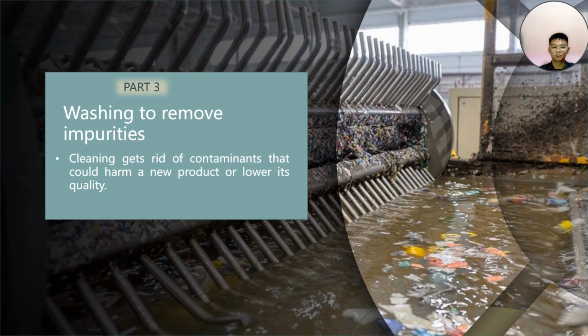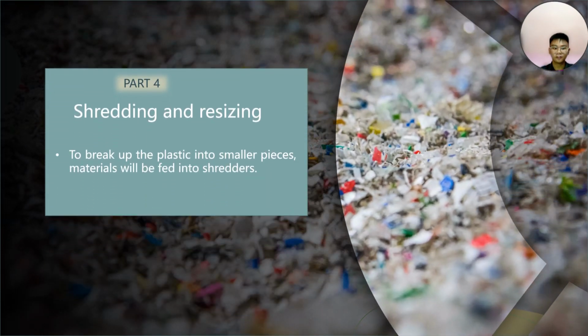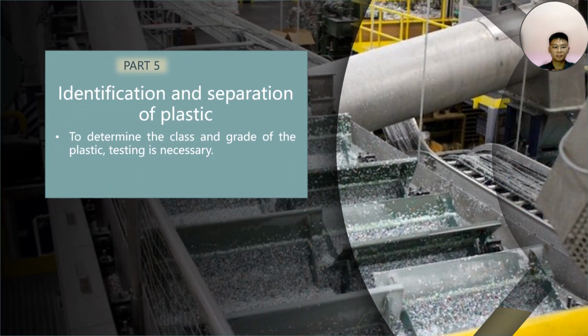The third part is washing the waste plastic to remove the impurities. Cleaning will get rid of contaminants that could harm a new product or lower its quality. Then shredding and resizing to break down the plastic into smaller pieces. Material will be fed into the shredder. The part number 5 is identification and separation of plastic, to determine the class and the grade of the plastic. Testing is necessary.